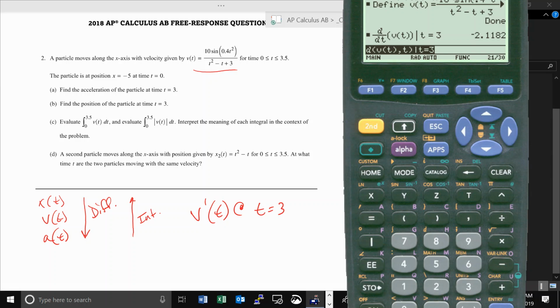Now, being it's a calculator question, that's why they chose such an ugly function. You don't know how to integrate. You could have differentiated that, but oh my gosh, it would have been horrible.